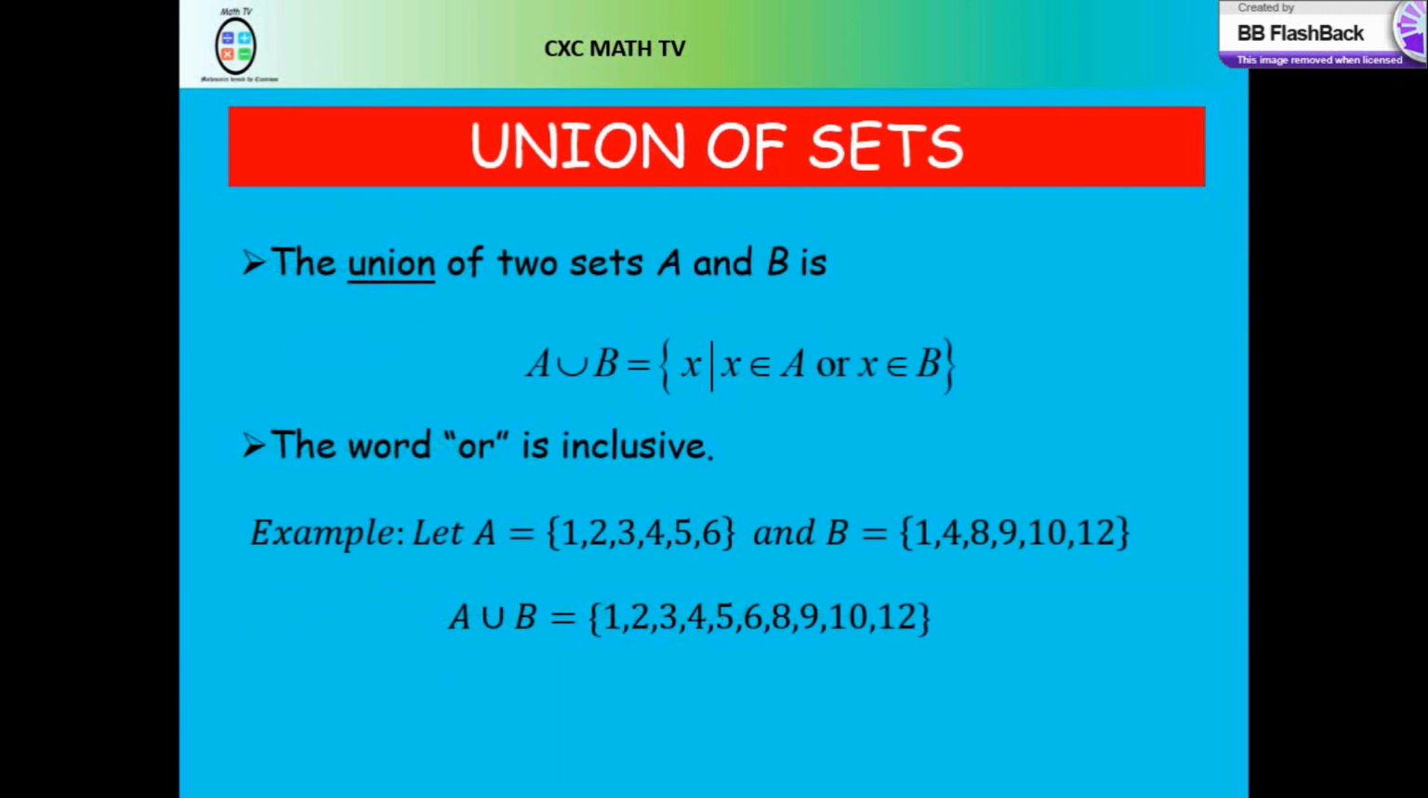Then we have what we call union, the joining of two sets. So we use the symbol U. This U symbol means union. Or some people like to call it the inclusive OR.